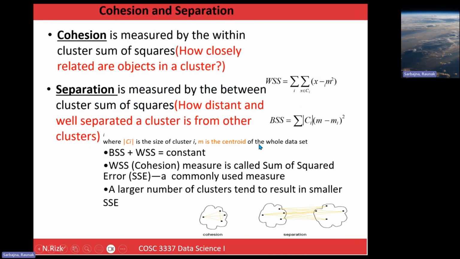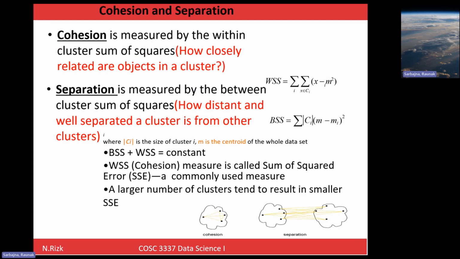Silhouette coefficient requires 2 small different things. One is cohesion, and the other is separation. Cohesion is measured by within cluster sum of squares. So WSS stands for within sum of squares, and separation measures the distance between the different clusters, so between cluster sum of squares. That's pretty much what cohesion and separation are.